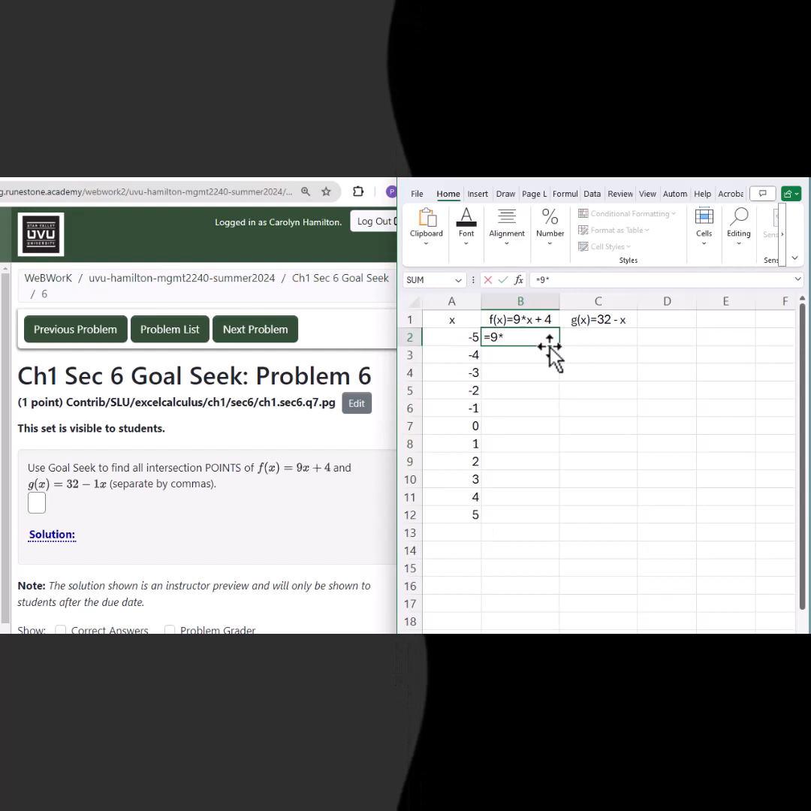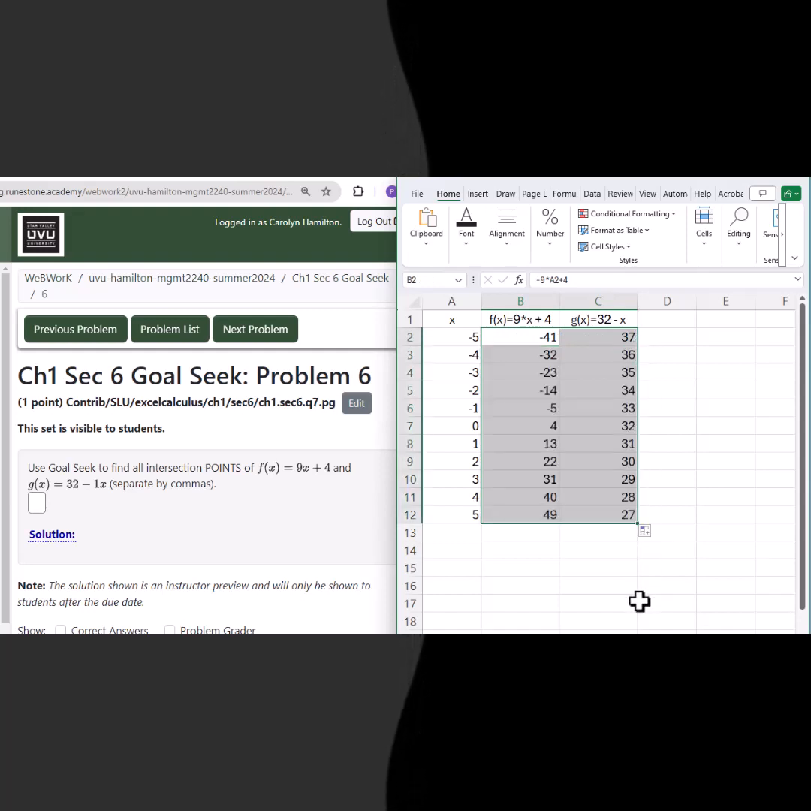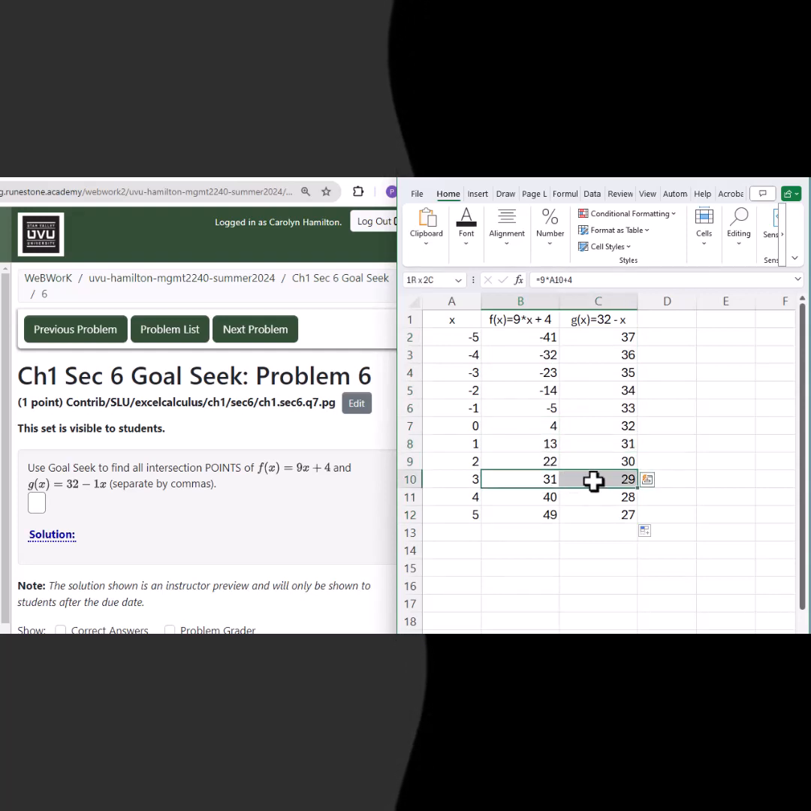Let me set up my values. And I can do both of them at once. 32 minus, go get the x coordinate. Okay, and then copy them and double click, copy it down. We're looking for a point where the two values are the same and they're never identical. I think that's where they're the closest. The answer must be somewhere in between 2 and 3.